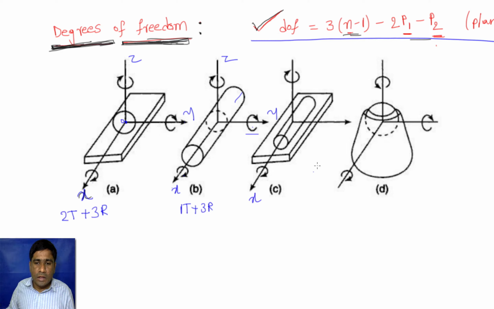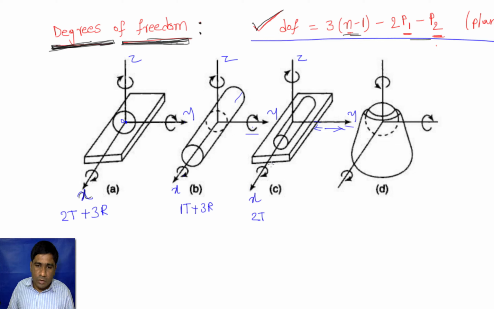And again here in the third case we have a cylinder placed on a plane. So again the cylinder can move along the x-axis and also along the y-axis. It can go like this or like this, but it cannot go along the z-axis. In the negative z-axis direction it cannot go. So only 2 translations are possible.